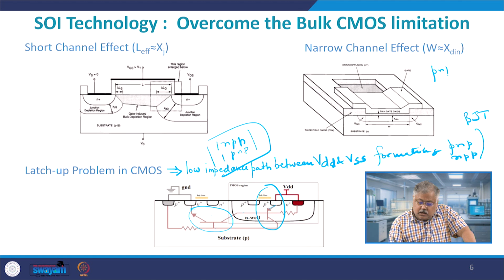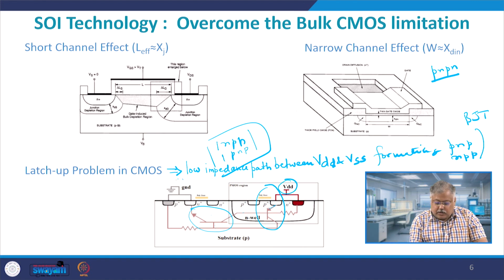They form a PN structure. And when you have this positive feedback coming into the picture, these PNP transistors tend to short, or actually do a breakdown, and therefore there is a low impedance path between VDD, which is this point, and ground, this point, which is basically known as the latch-up problem in CMOS.